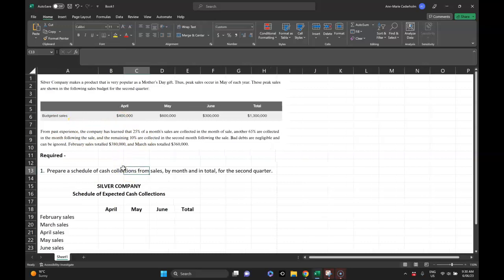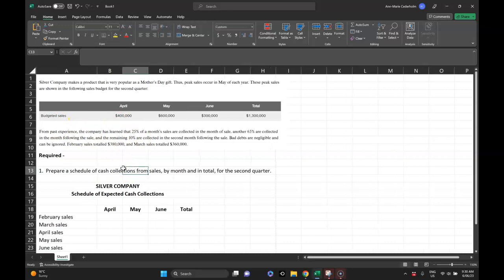So we have Silver Company, which makes a product that is very popular as a Mother's Day gift. Thus, peak sales occur in May of each year. These peak sales are shown in the following sales budget for the second quarter. So I have budgeted sales for April, May, June, and their total.